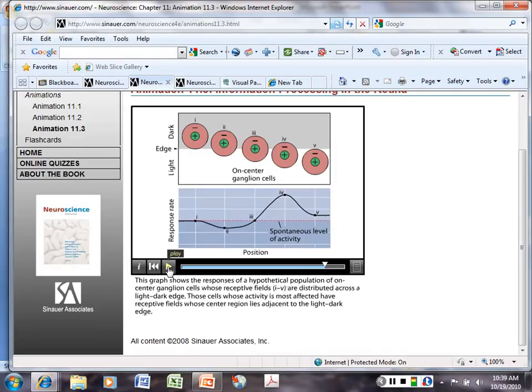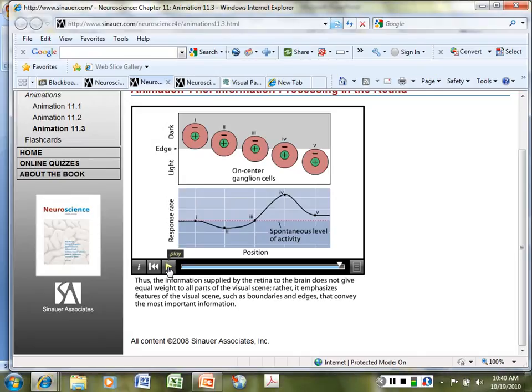This graph shows the responses of a hypothetical population of on-center ganglion cells whose receptive fields, labeled I to V, are distributed across a light-dark edge. Those cells whose activity is most effective have receptive fields whose center region lies adjacent to the light-dark edge. Thus, the information supplied by the retina to the brain does not give equal weight to all parts of the visual scene. Rather, it emphasizes features of the visual scene, such as boundaries and edges, that convey the most important information.